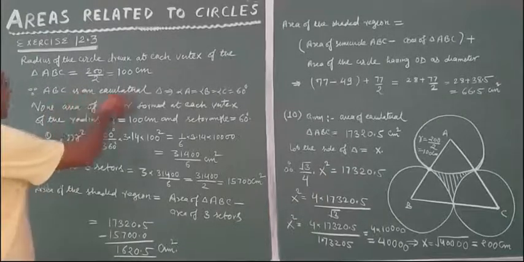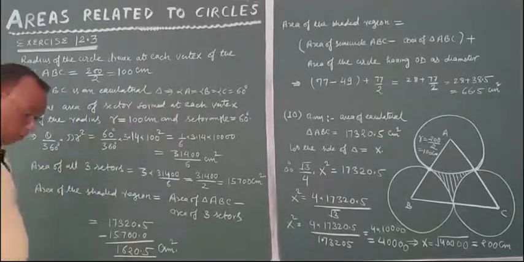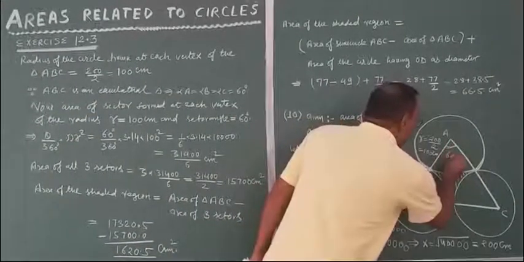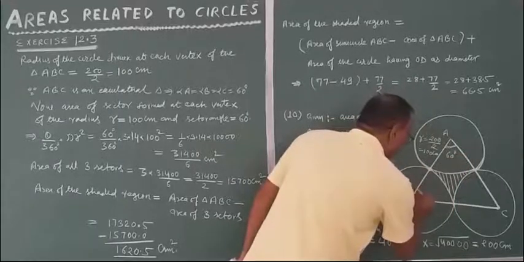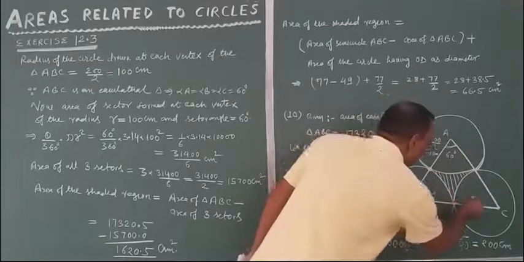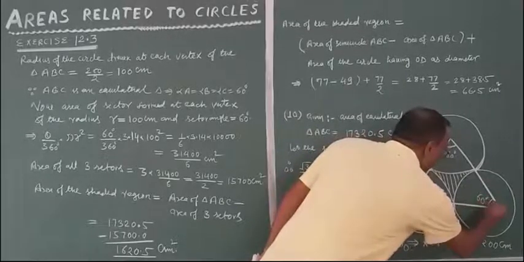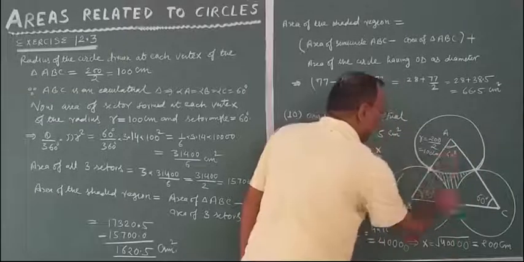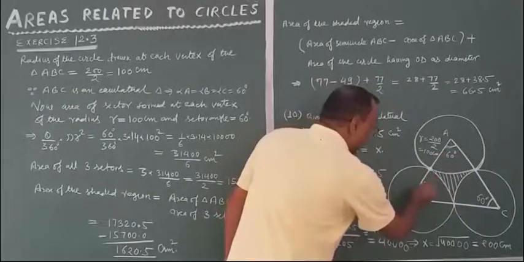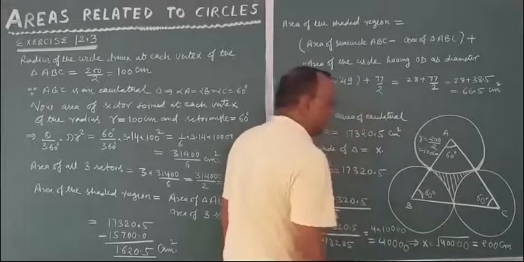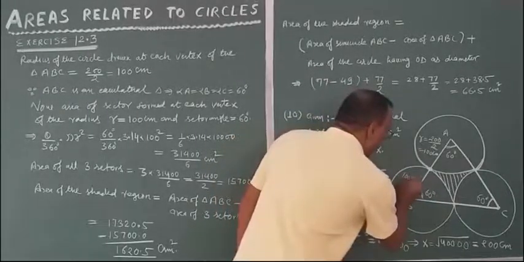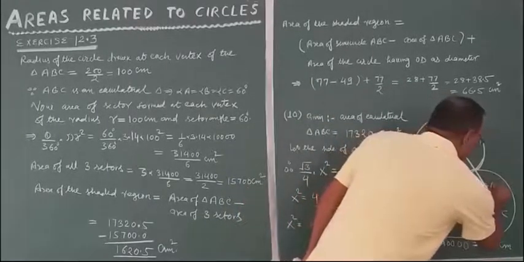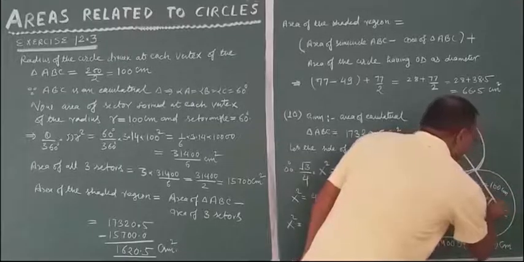Since ABC is an equilateral triangle, therefore all these three angles will be equal to 60 degree. इक्विलेटरल ट्राइंगल है, इसलिए सारे एंगल 60 डिग्री हो जाएंगे. ओके. और अब यहाँ पे एक सेक्टर बन गया 60 डिग्री का और रेडियस 100 सेंटीमीटर का. यहाँ पर भी 100 सेंटीमीटर रेडियस और 60 डिग्री का सेक्टर बन गया. और यहाँ पर भी वर्टेक्स C पे 100 सेंटीमीटर रेडियस एंड 60 डिग्री एंगल का सेक्टर बन गया.